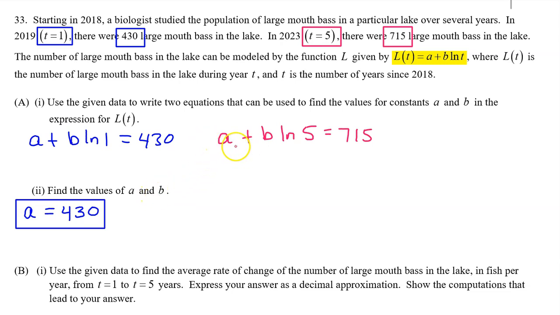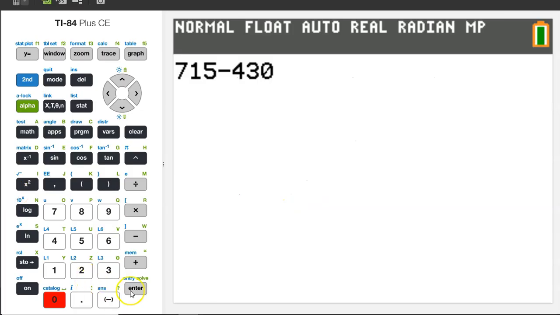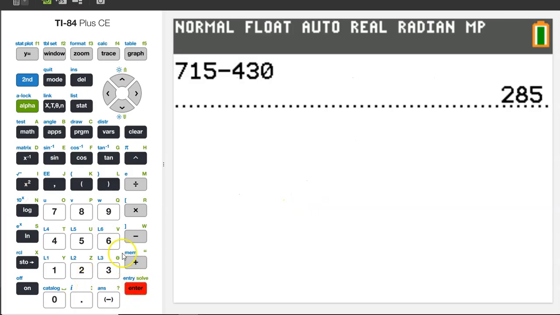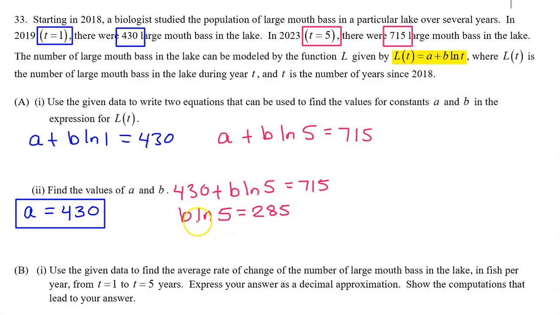Switching over to the red equation, but substituting 430 in for a, gives us 430 plus b natural log 5 is equal to 715. We just need to isolate b. Let's start by subtracting 430 from both sides. 285. Now we can isolate b by dividing both sides by natural log 5. So we get b is equal to 285 divided by natural log 5.